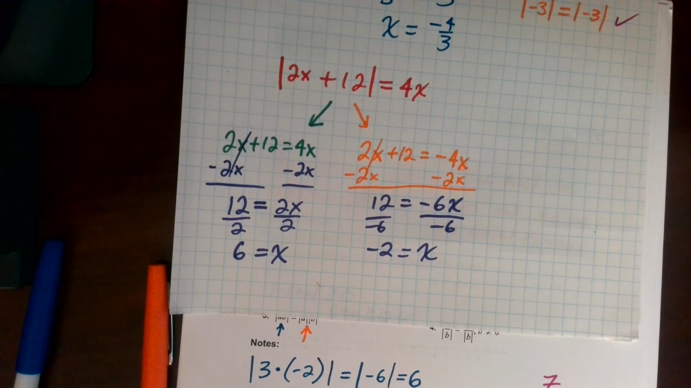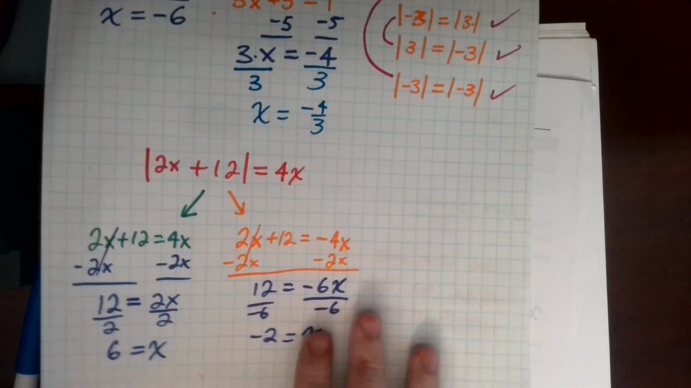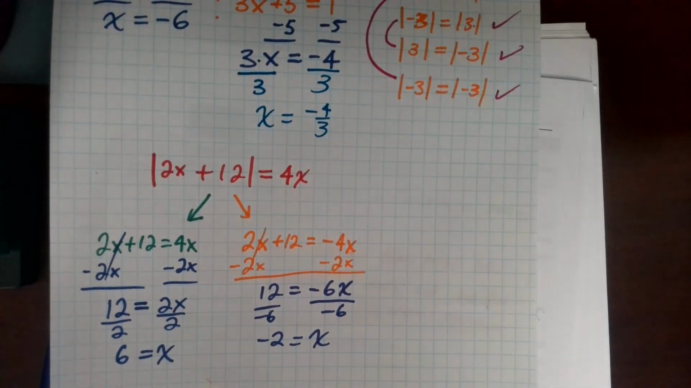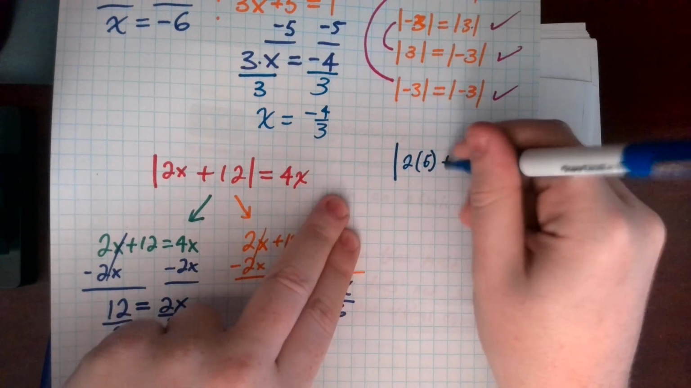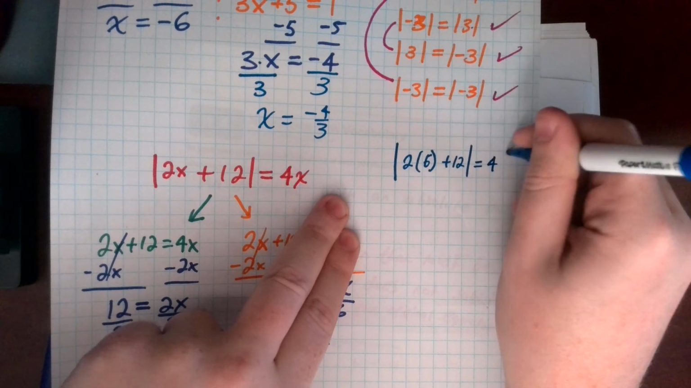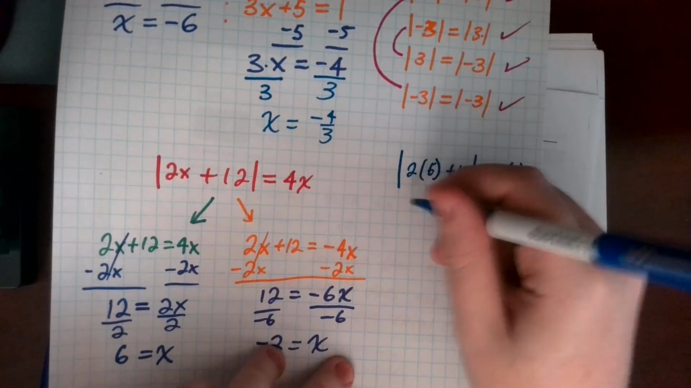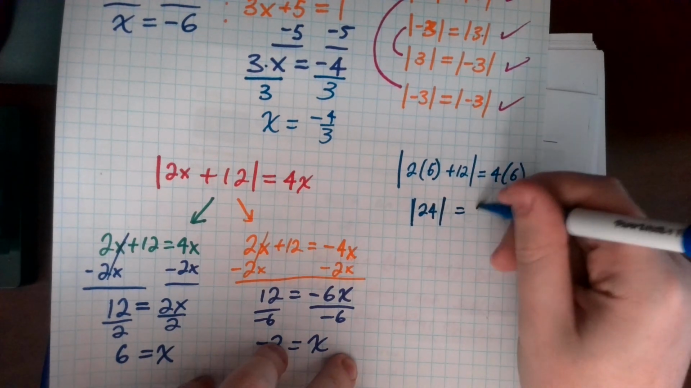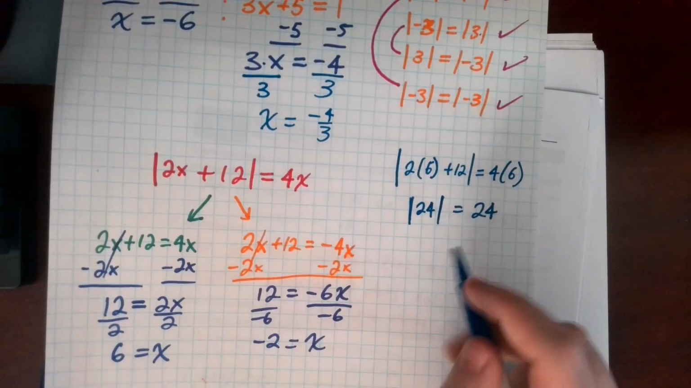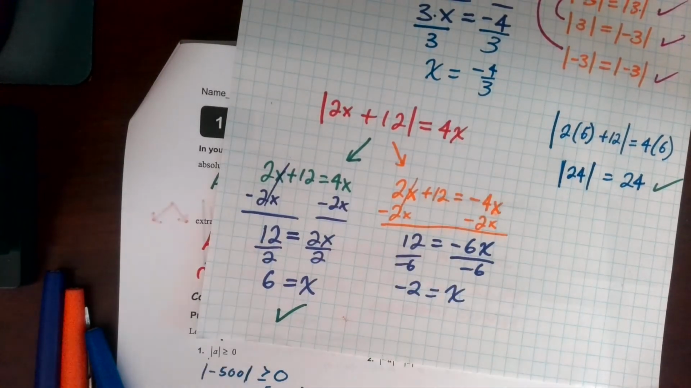What happens if we plug in 6 for x in this problem? Well, let's do it off to the side here. It doesn't need to be very neat, we just need to plug it in. We'd end up with the absolute value of 2 times 6 plus 12 equals 4 times 6. Okay, well, 2 times 6 is 12, plus 12 is 24. It says the absolute value of 24 equals 4 times 6. And yeah, the absolute value of 24 equals 24. That's a green check mark. X equals 6 is a totally normal solution.